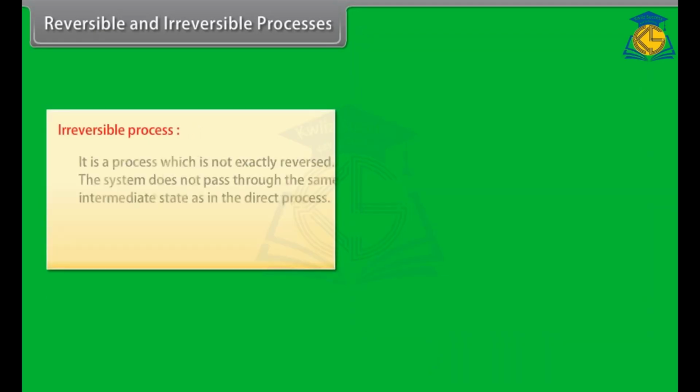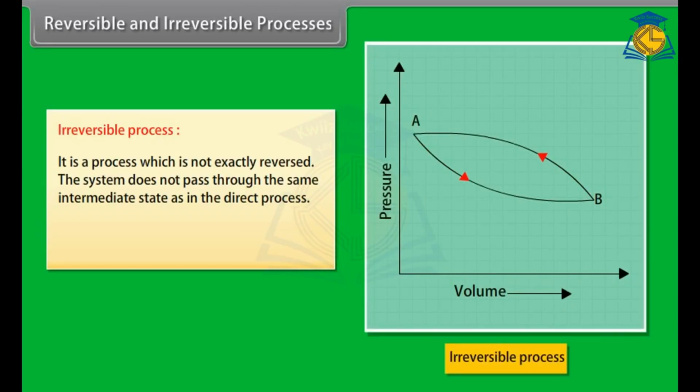Irreversible process. It is a process which is not exactly reversed. The system does not pass through the same intermediate state as in the direct process. All chemical reactions and natural processes are examples of irreversible process.